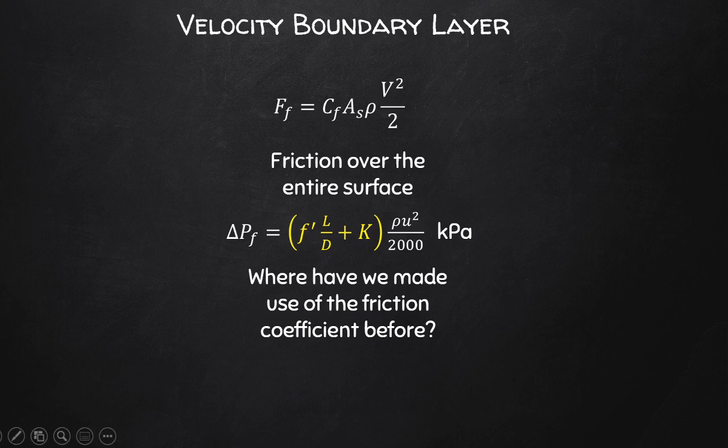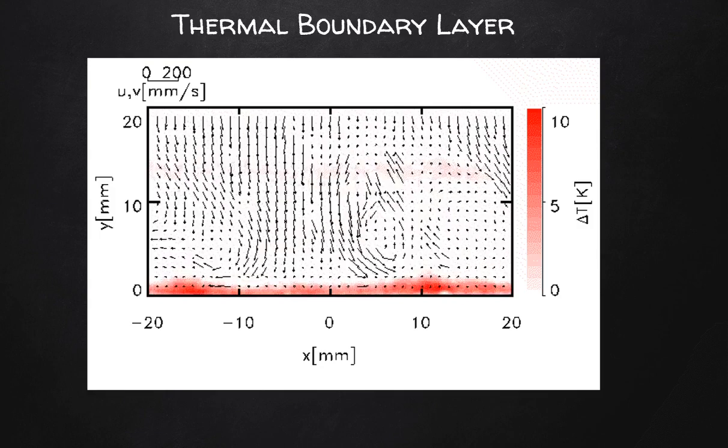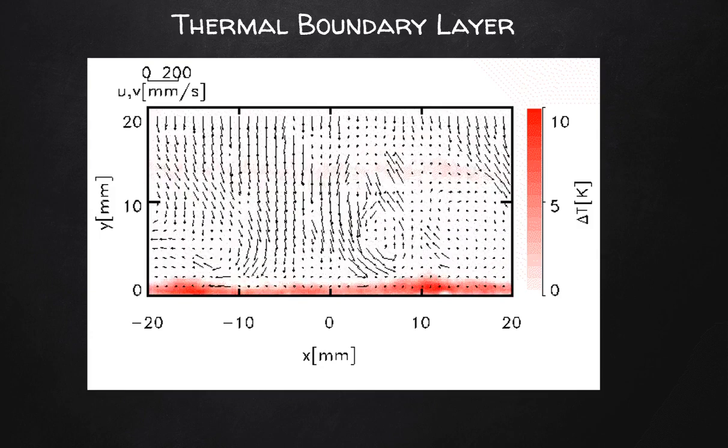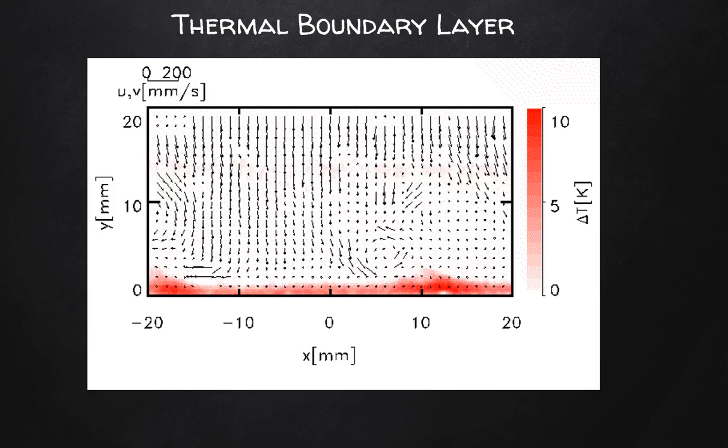Think about how F prime might be different for pipes versus flat plates. All right, because this is going to be important when we design a plate and frame heat exchanger versus a shell and tube heat exchanger. Now, we've discussed the velocity profile or the velocity boundary layer that forms above and below a flat plate. Let's move on to the thermal boundary layer.